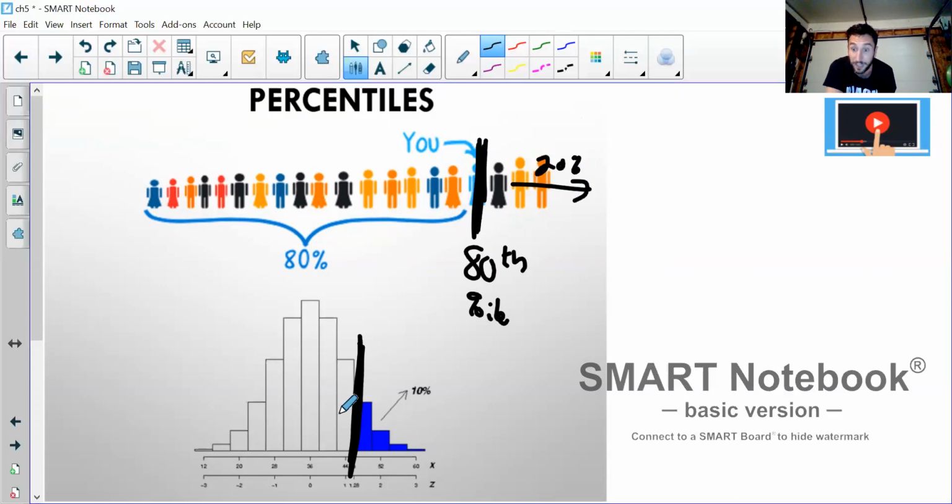And down here we've got a bell curve, so we'll see lots of stuff like this coming in the next chapter. 10% of data is above this black line, so this is not the 10th percentile, this would be the 90th percentile, right?